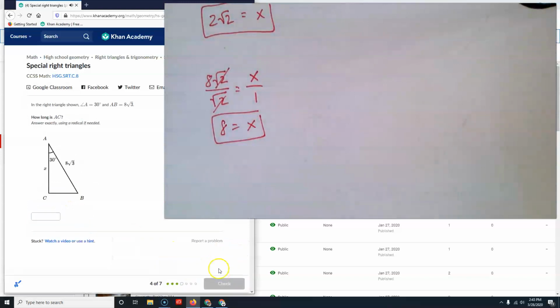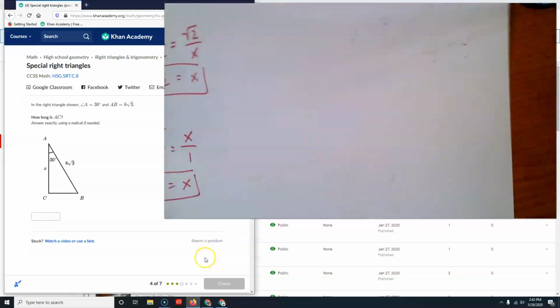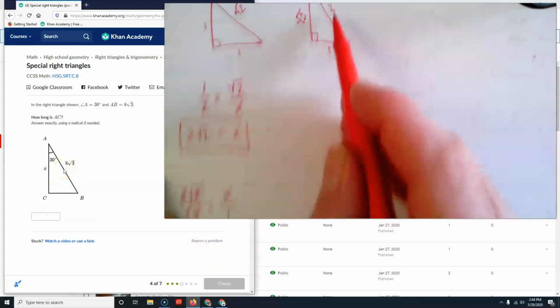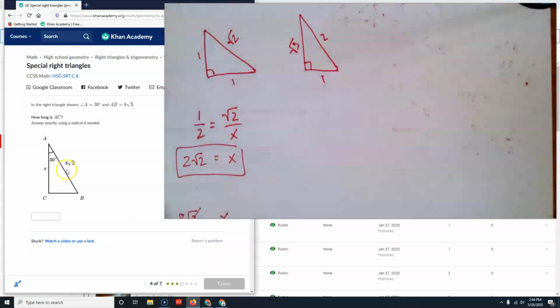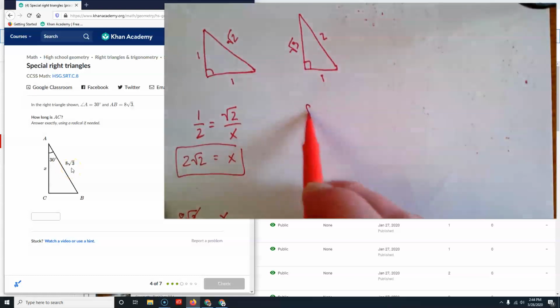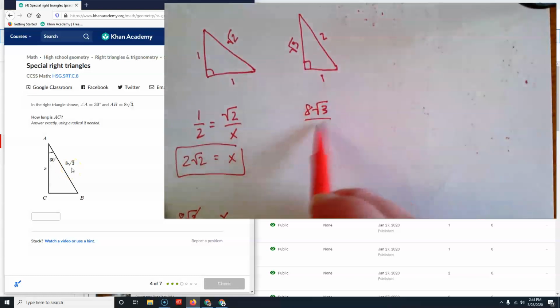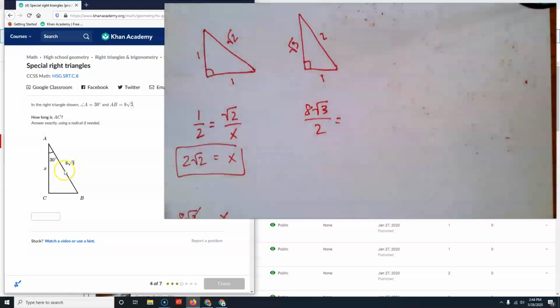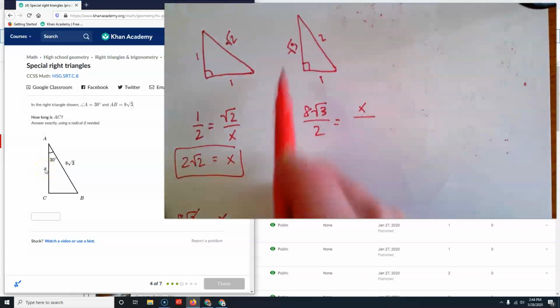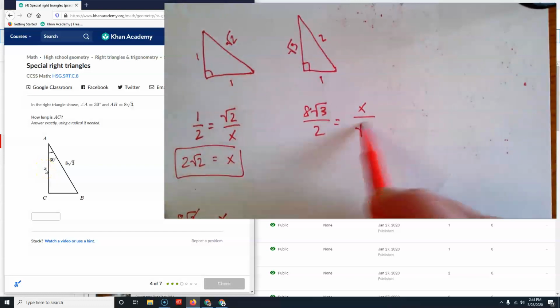Okay. So this is going to be a 30, 60, 90. See, because we don't have the same side lengths here. So we've got 8 times square root of 3 for the hypotenuse. So it's going to be the 8 times square root of 3 to 2 equals x to square root of 3.